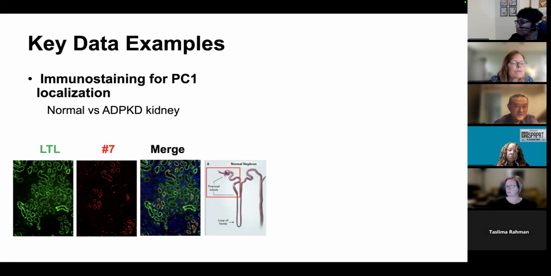To answer that question, we can put in another protein called LTL, in green. We know LTL is a marker that labels the proximal tubule. This is actually this part. So as you see here, some of the red co-stains with the green. You see some of them are stained together, others not. So we can say that in a normal kidney, our PKD1 protein is present in this area, not the other area. Yeah, a subset of those.